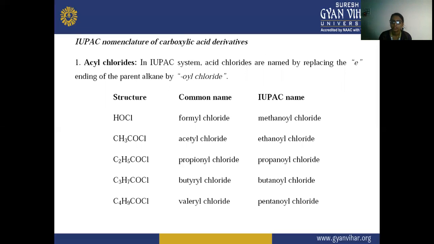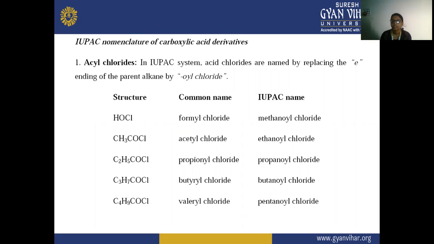Next is the nomenclature of carboxylic acid derivatives. So how will you name these carboxylic acid derivatives? In the case of acyl chloride, in the IUPAC system, acid chlorides are named by replacing the e ending of the parent alkane by oyl chloride. In this case, you can see this is the structure of HCOCl.